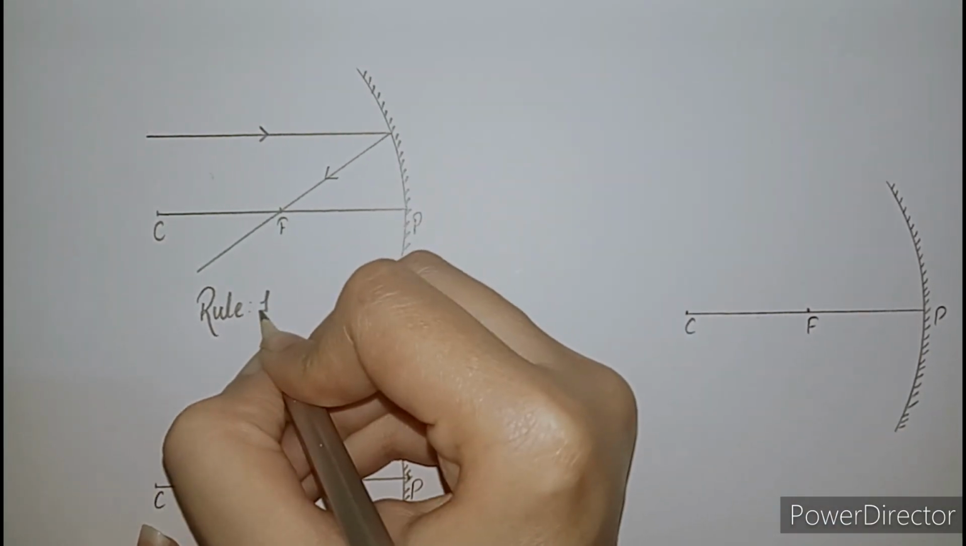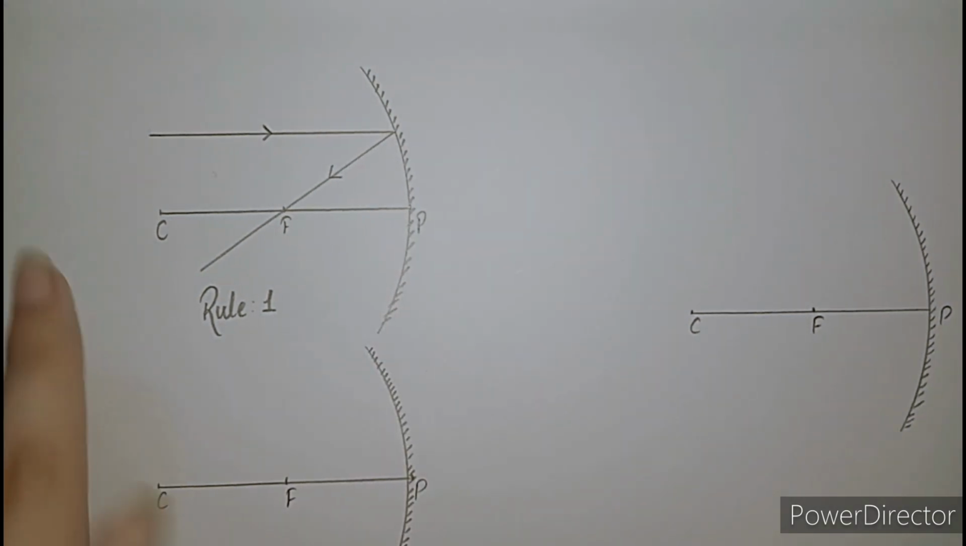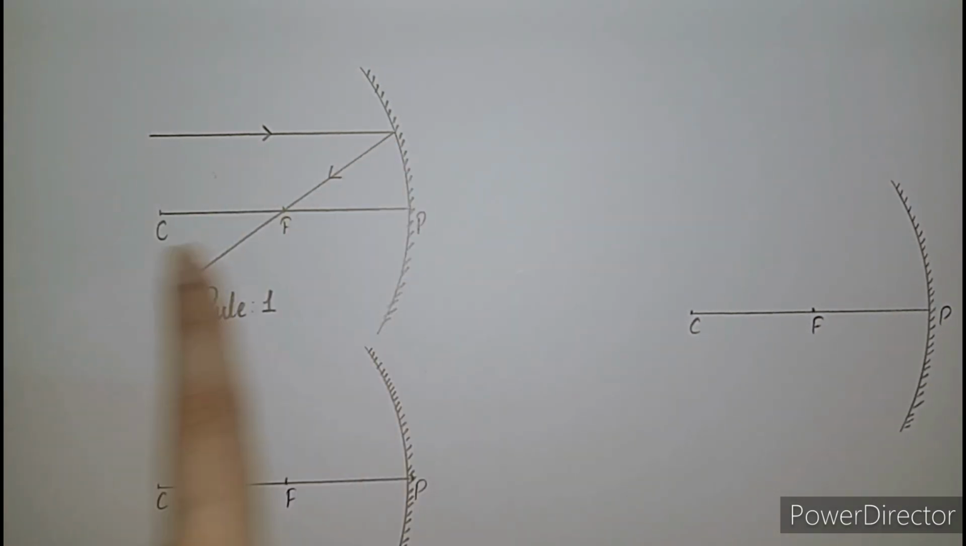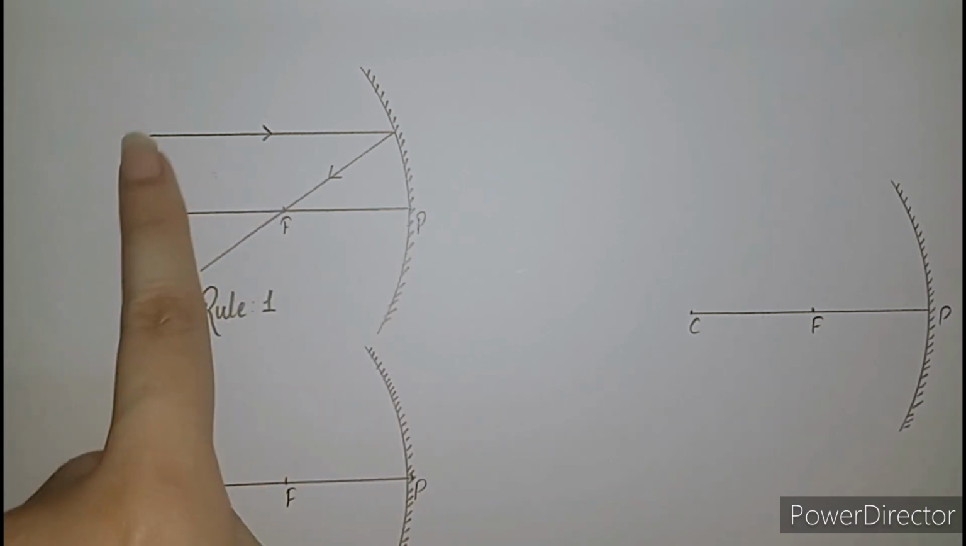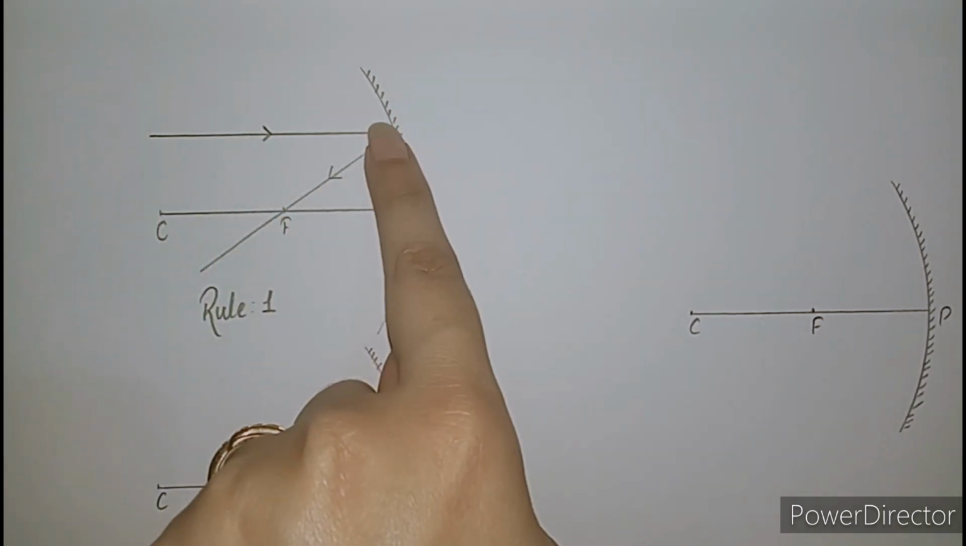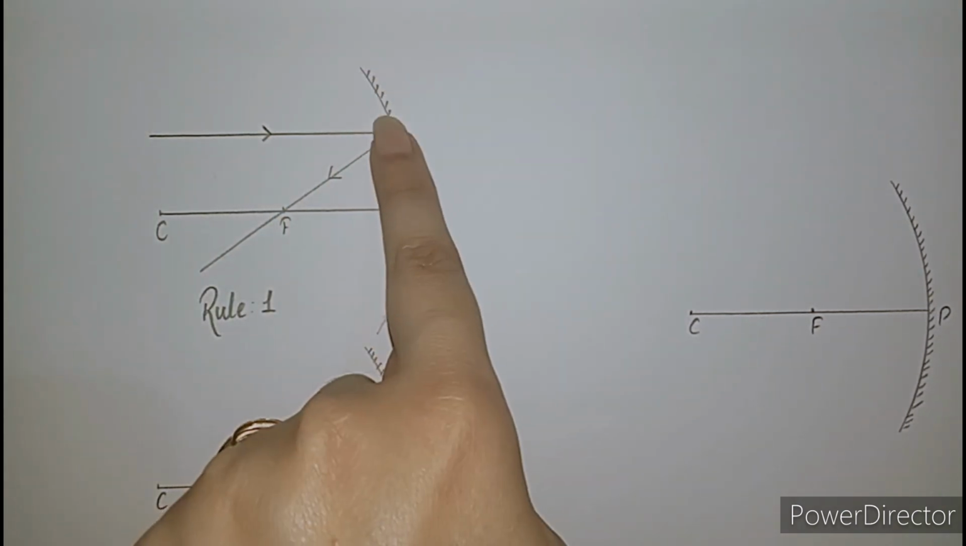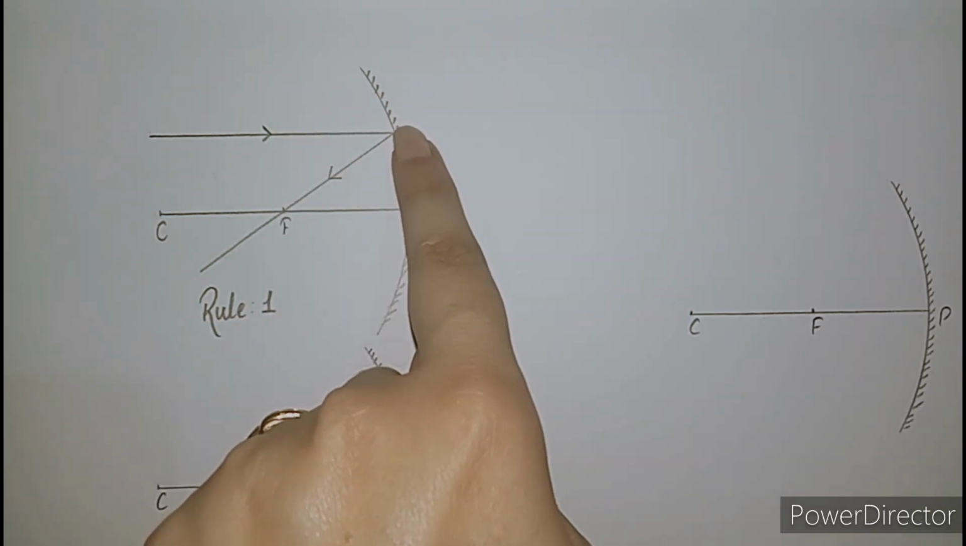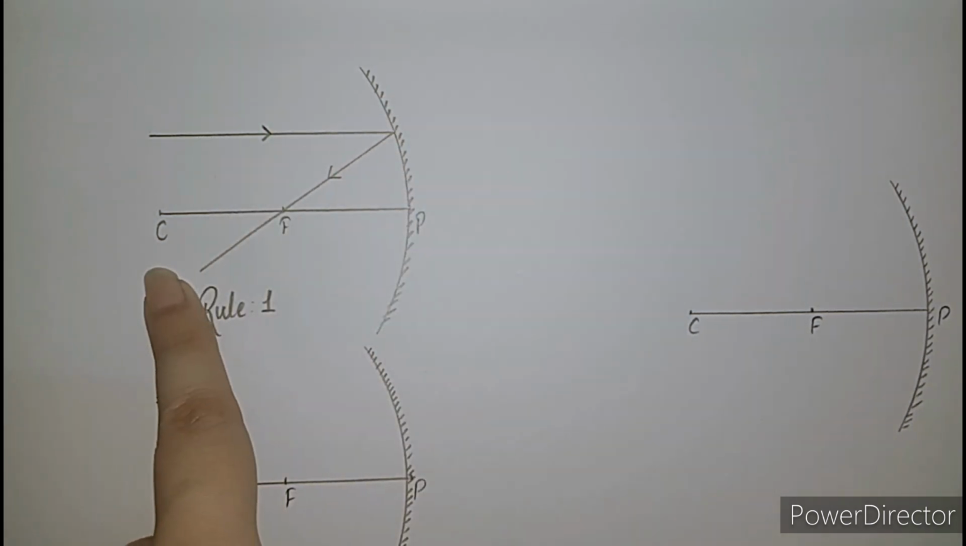So I repeat rule 1, and you need to get it: a ray of light which is parallel to the principal axis, this is our principal axis and the ray of light is coming parallel to it, on striking, after reflection, will pass through the focus.